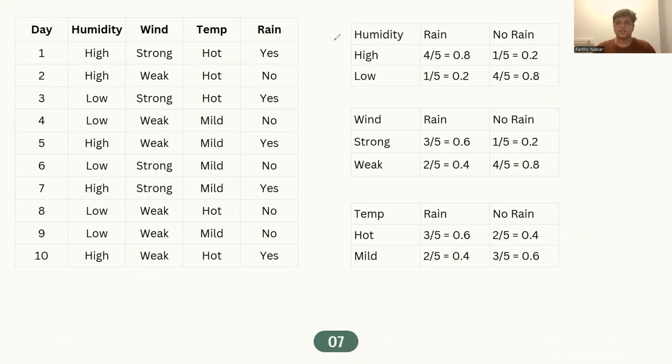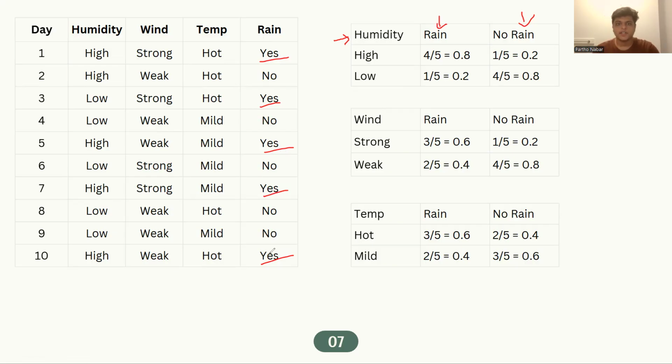So let's take humidity first. We want our outcome to be rain or not rain, so let's calculate the probabilities for that. Let's start with rain. Let's see where all we have rain. So here is rain once, twice, thrice, fourth, and fifth. Okay, so it rains 5 times in the last 10 days.